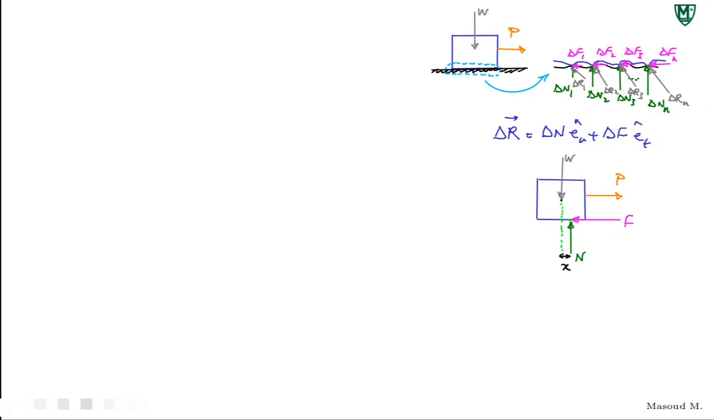The second case is when we have impending motion, and the last case is when we actually have motion, when the rigid body is moving. Let's just go over them one by one. Let's start with the first one. Let's put it as 1, and I'll go with equilibrium.